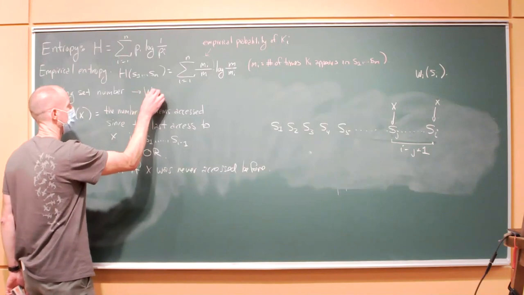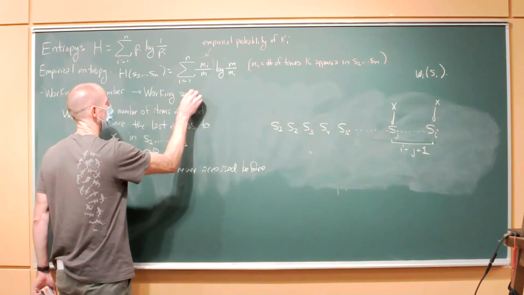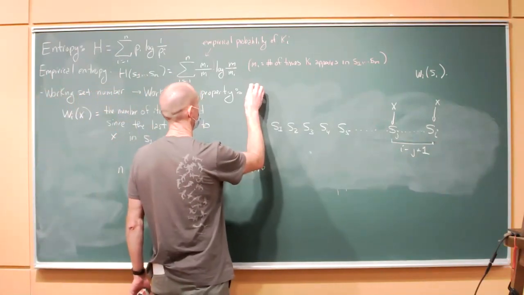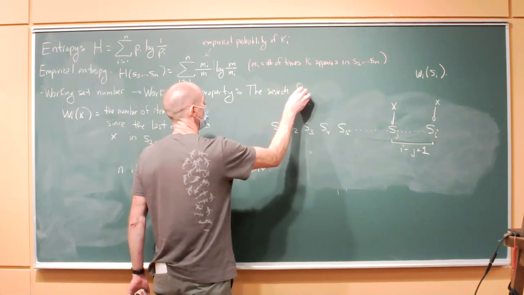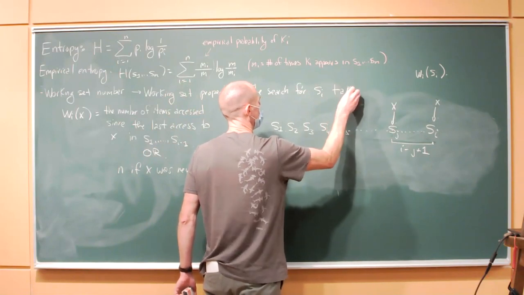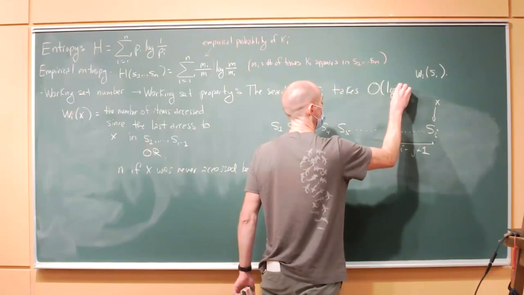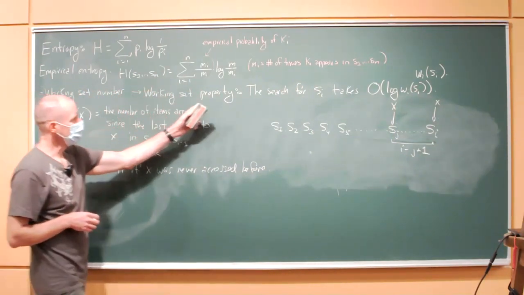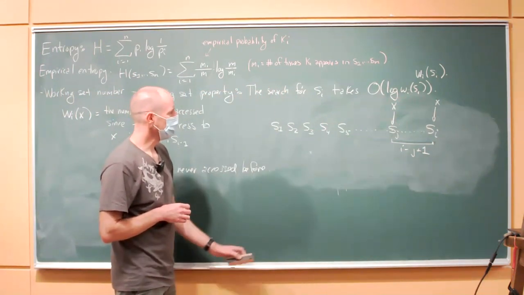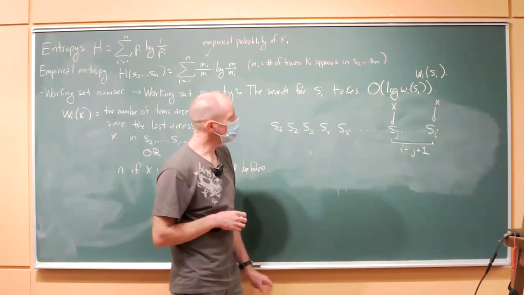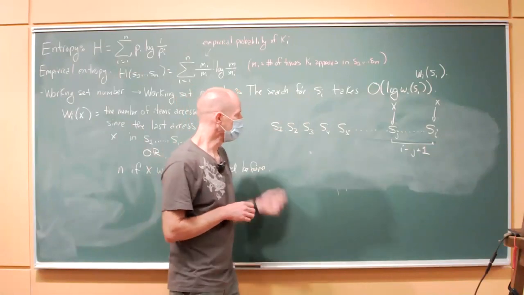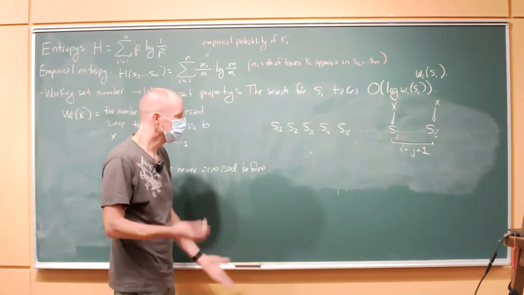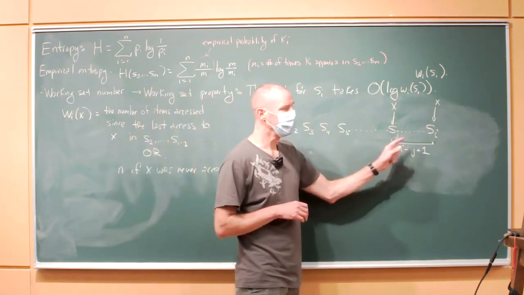And now we'll say that the working set property holds if the search for S_i takes O of log of the working set number of S_i at time i. So what we'd like is a data structure that has this working set property. How long does it take us to perform this search? Well, it depends how long it was since we last saw this thing. If we've never seen it before, then maybe it takes order log n time. The first time we see it might take order log n time. But if we've seen it very recently, then it should be much faster.